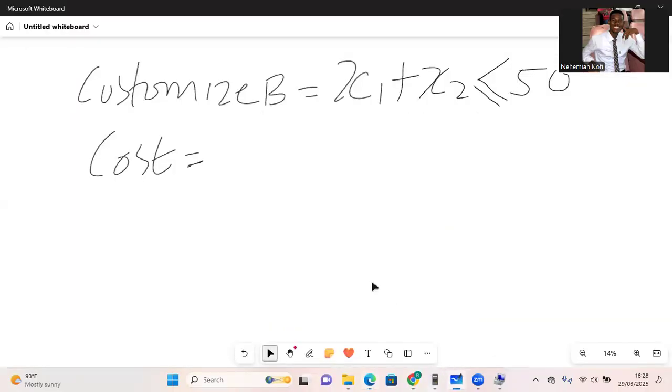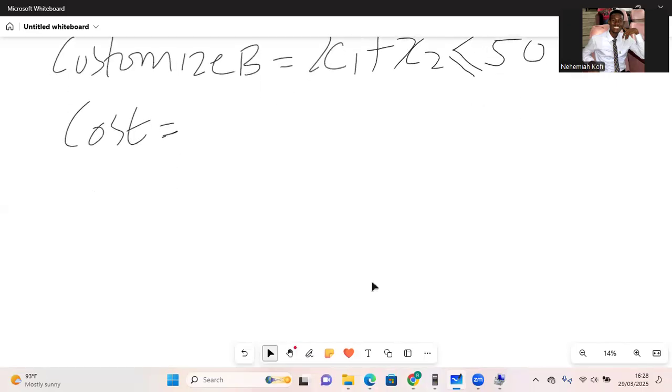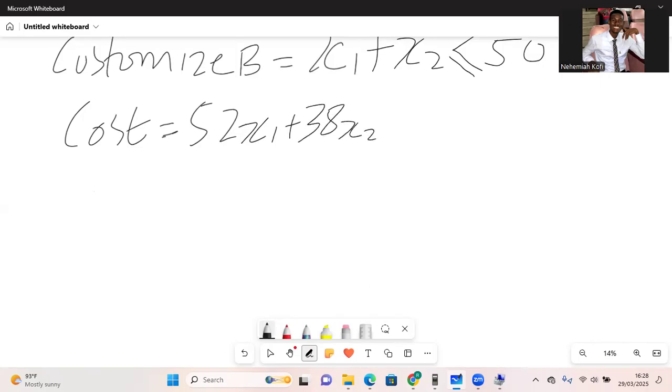So it is going to be 52 x1 plus 38 x2 plus 55 x3 plus 49 x4, which is what, less than or equal to 55,000. Remember, that's the budget, so they can't spend more than it.